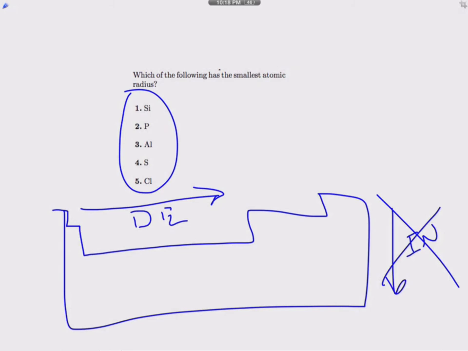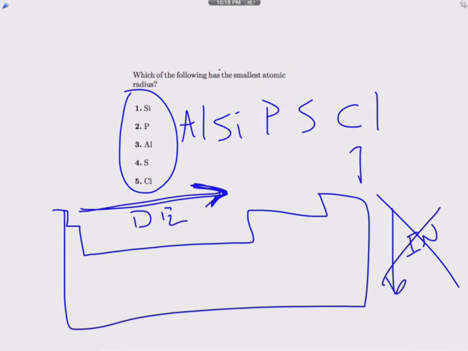So if we line them up in the order they appear, aluminum is the first one, then silicon, then phosphorus, then sulfur, then chlorine. Okay, 1, 2, 3, 4, 5. So the one that's going to be the smallest is the one that appears farthest to the right on the periodic table. And in this case, out of these 5 elements from left to right, chlorine is the one farthest to the right. So that's going to be the smallest atomic radius.